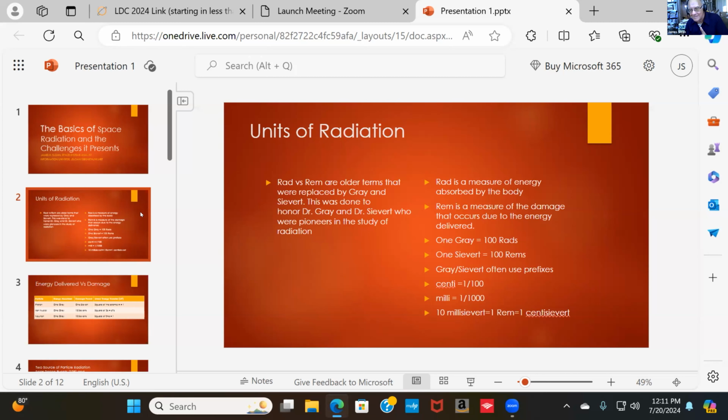Now, because of these numbers, you commonly see the use of prefixes on gray and sievert. Centi for 1/100th of say a gray, or milli for 1/1000th of a sievert. Either of those prefixes would apply. So we have 10 millisieverts would be equal to 1 rem, which would be equal to 1 centisievert.